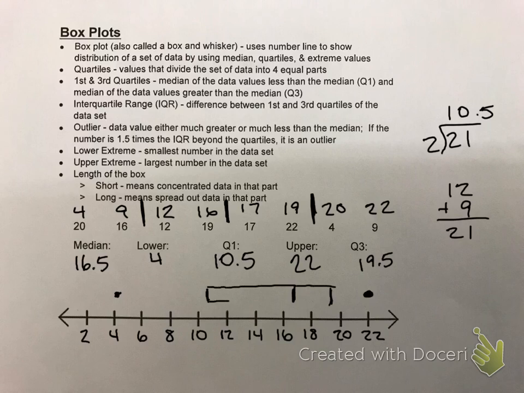So we're going to connect the box like so. After we connect the box, we're going to go from Q3 to the upper extreme, make a line, and we're going to make a line from the lower extreme to the edge of the box, which is at Q1. So that is our box plot. The only thing that we can determine if we were just given the box plot is those 5 numbers, the lower extreme, the upper extreme, Q1, Q3, and the median.